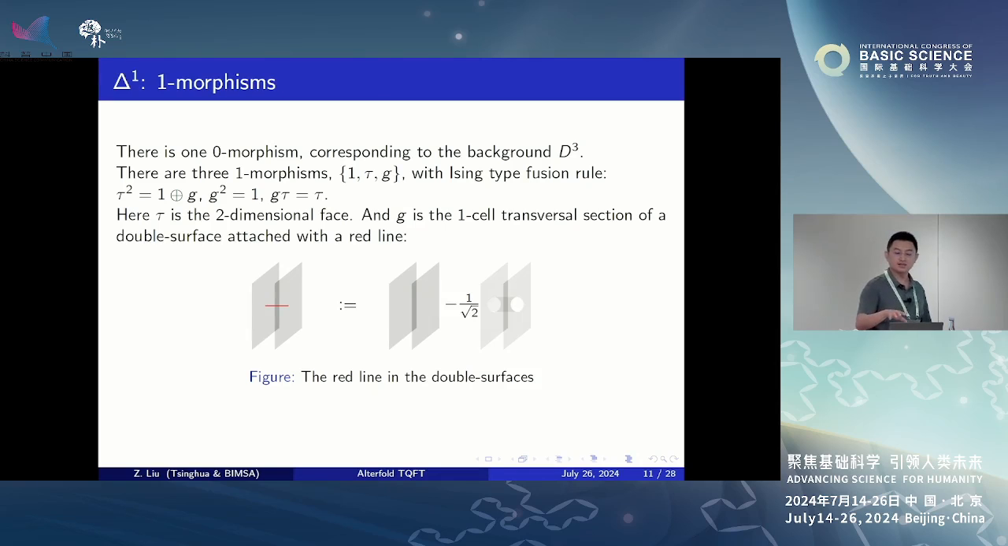Yeah. So this is actually the dual picture to the higher category. For the zero morphism, it's really the three-dimensional manifold in the background, the D3, and the face is the domain wall between the two. So a single face will be one morphism, between the two 3D cells. So a single face, we call that tau, will be a one morphism. And then when we take tau squared, we just take two faces.